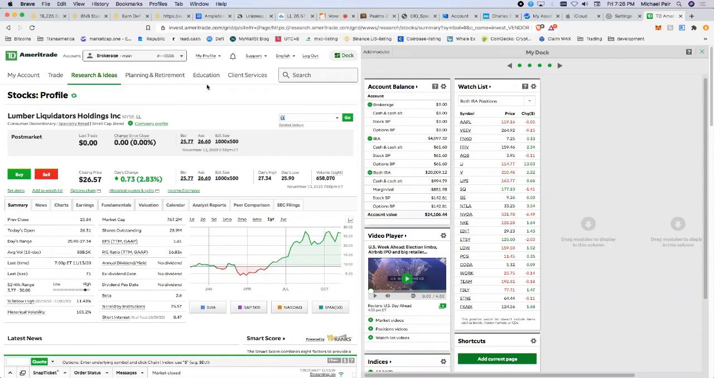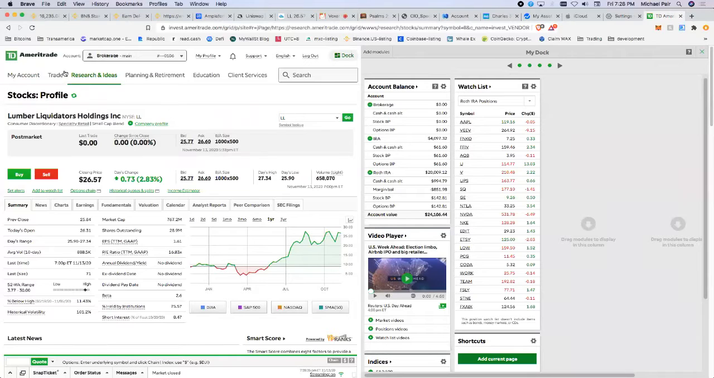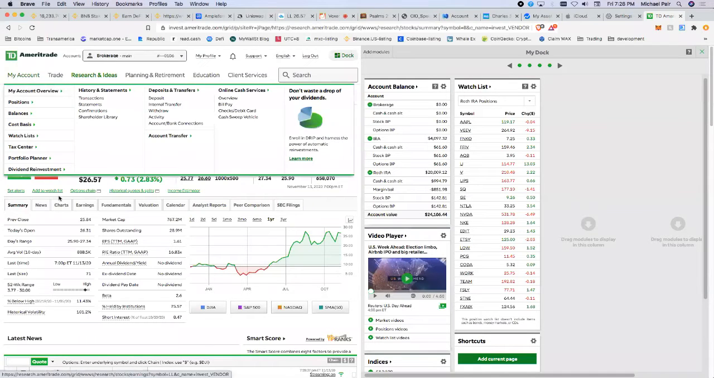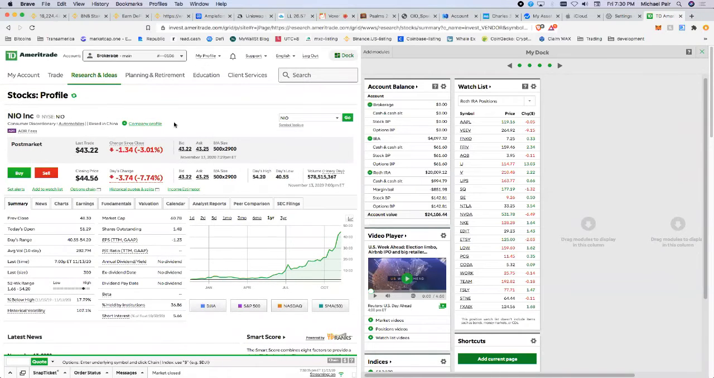What I'm going to go through, you may have a little bit of deviation on them. However, some of the basic stuff should be there. All right, so you all can see my screen. I'm on TD Ameritrade, and I have the stock profile up. And let's say I wanted to buy the stock.